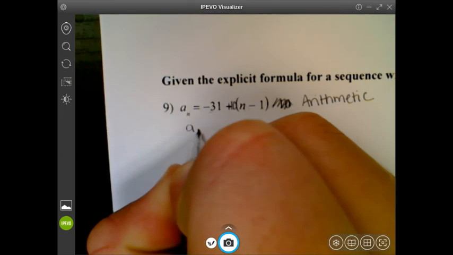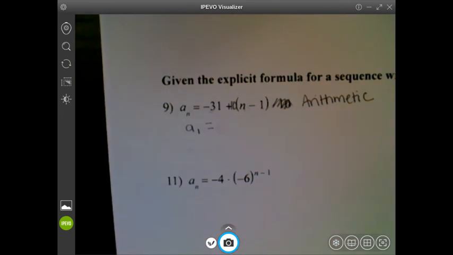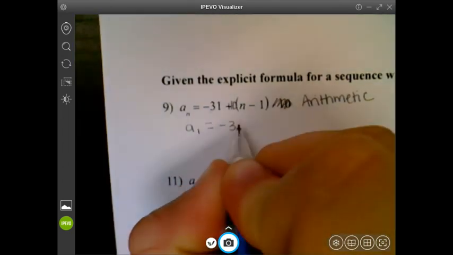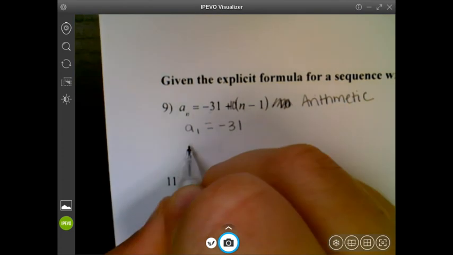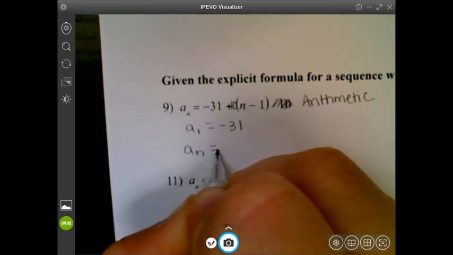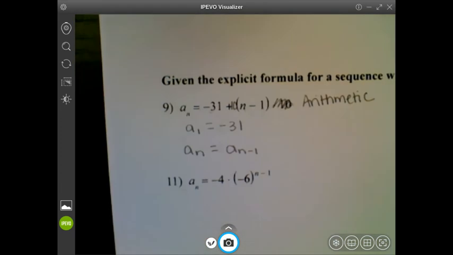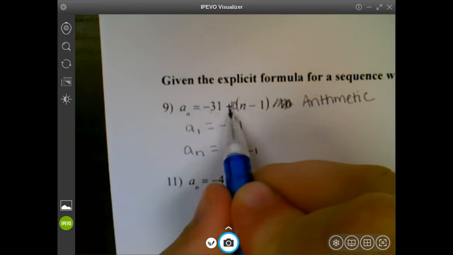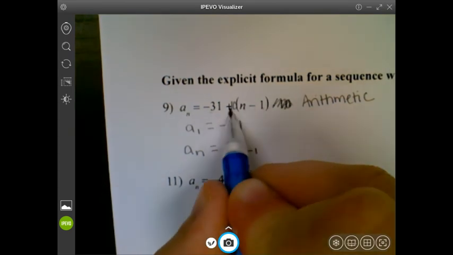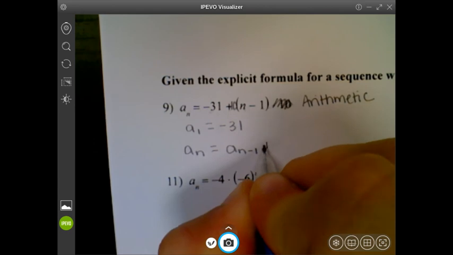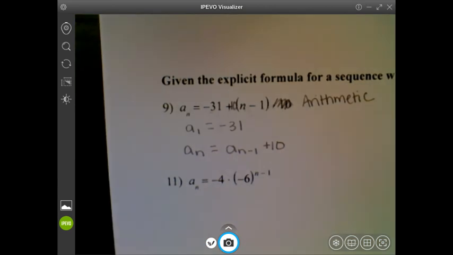All right, so for the recursive formula, you have to say, where are we starting? So what's the first term? Well, the first term is negative 31. And then for the nth term, we're going to pay attention to the term that comes before it, n minus 1. That's the term right before the nth term. And what are we doing with that term? Well, based off of our equation here, we're going to add 10 to that term every time. We just keep adding 10, adding 10, adding 10, and that's how we get our sequence.